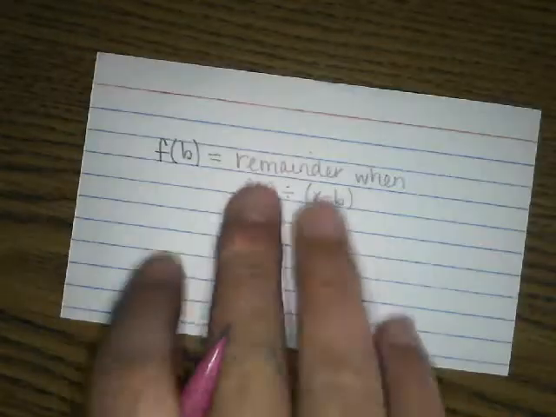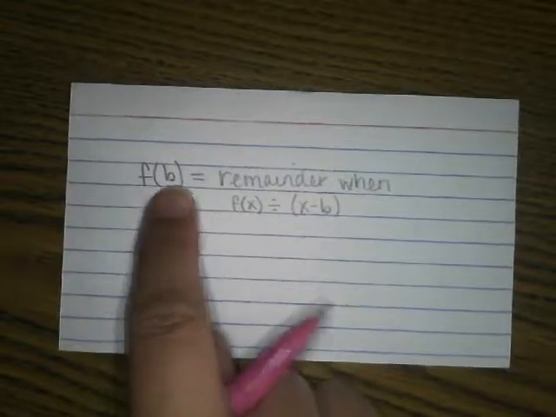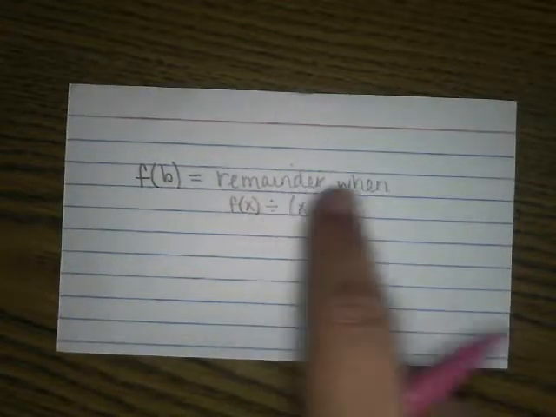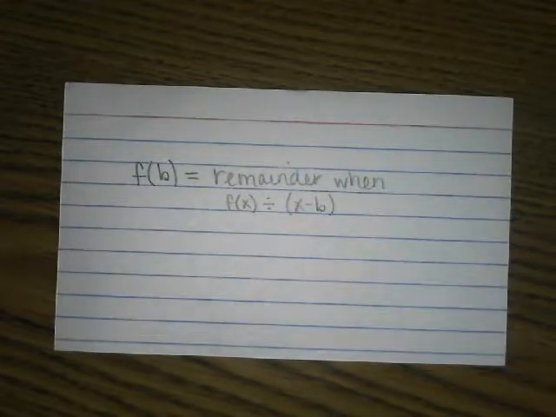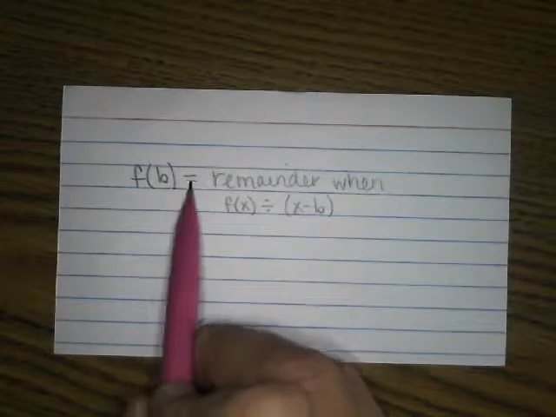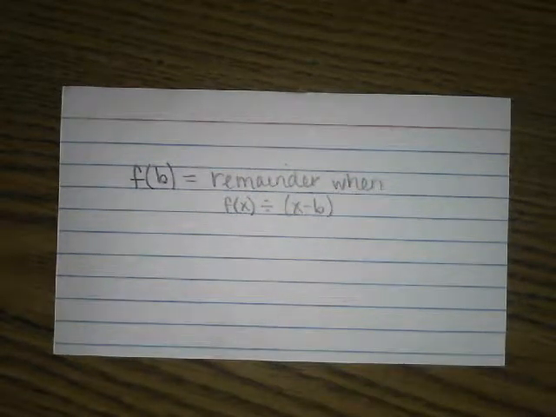The remainder theorem. So you have to know that when you calculate f of b, that is the same as your remainder when your function is divided by the factor x minus b. Okay? Anytime you plug in the root, it's going to give you what the remainder would be if you were to do long division by the factor.